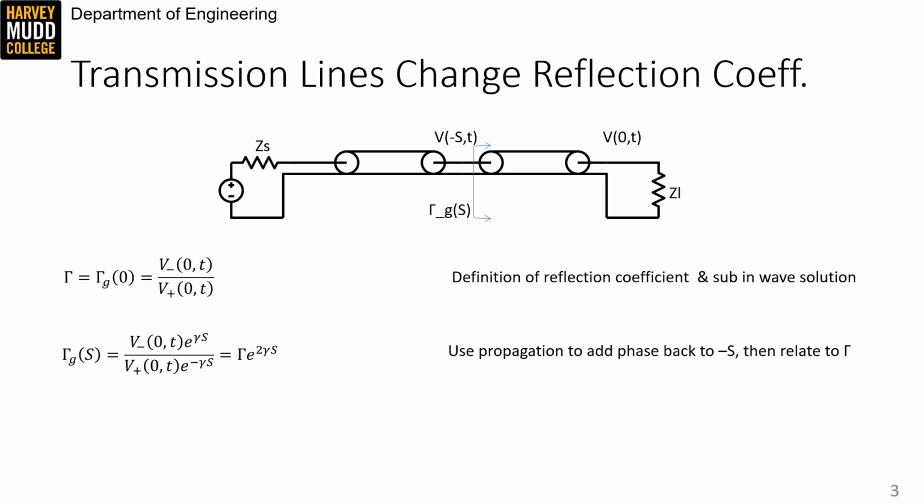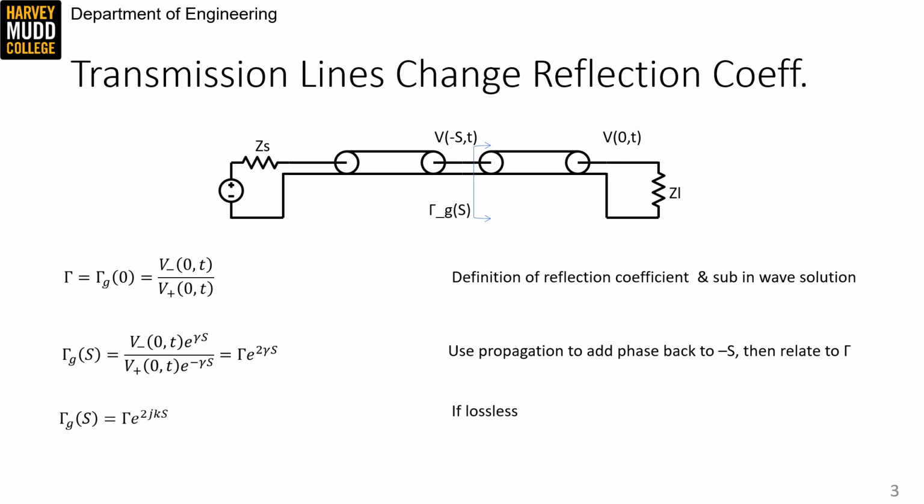We get the final expression on the line by recognizing two things. First, the ratio of V minus of 0t and V plus of 0t still appears in this equation, and it's still equal to gamma. Second, the phases of the two exponentials add together to double the propagation constant. So our generalized reflection coefficient is given by our normal reflection coefficient scaled by twice the propagation constant along the length of the transmission line in the delayed load.